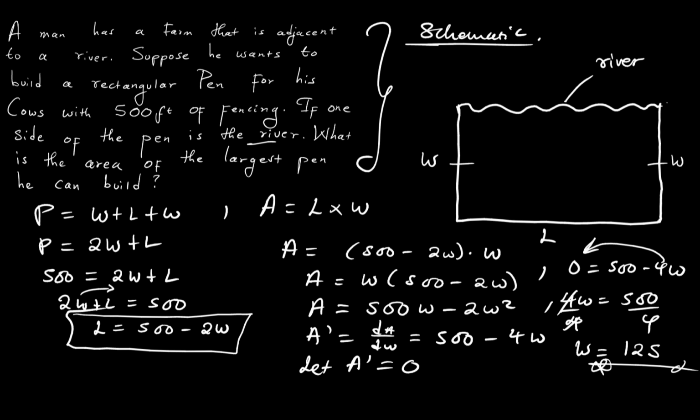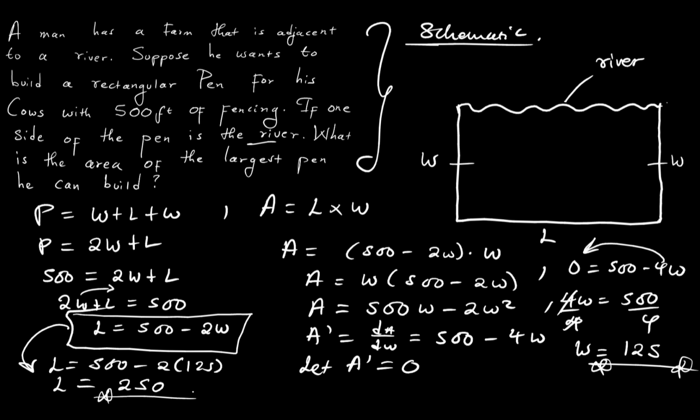So that is how we did it. Then we can easily find the length from this equation. Therefore, the length is equal to 500 minus 2 times the value of W, which is 125. Computing this, 500 minus that, we end up having 250.